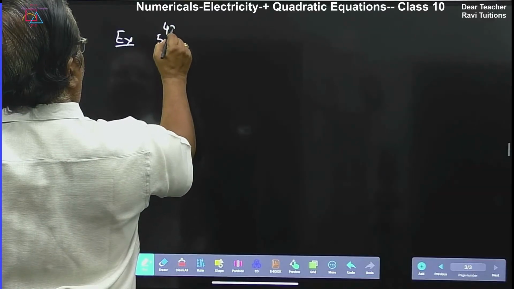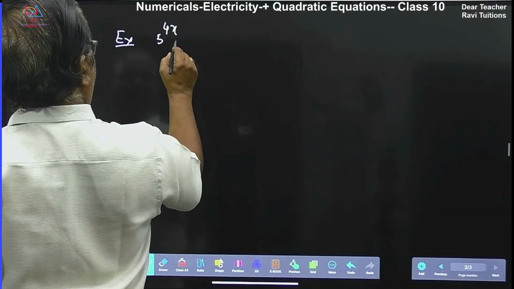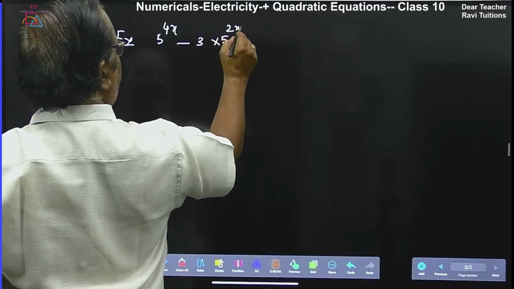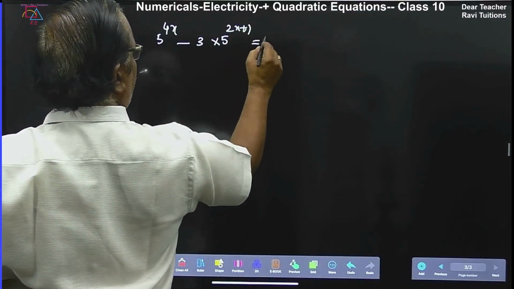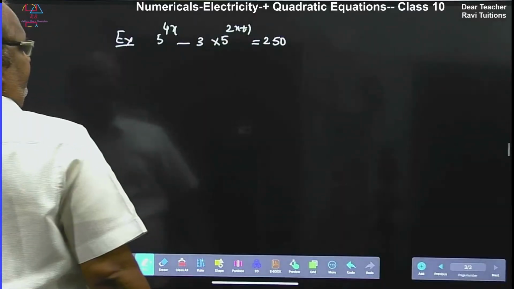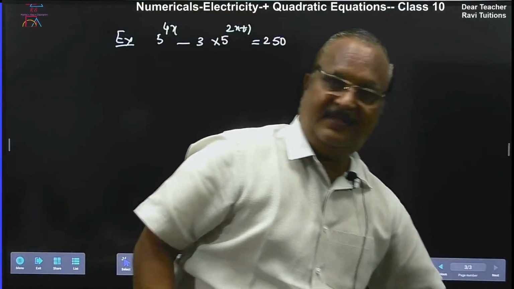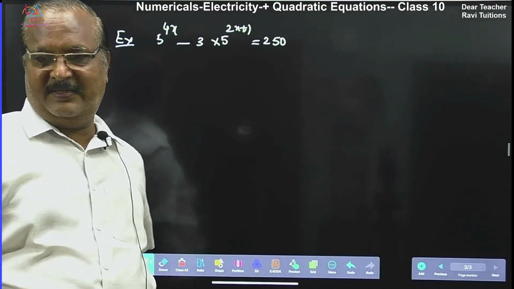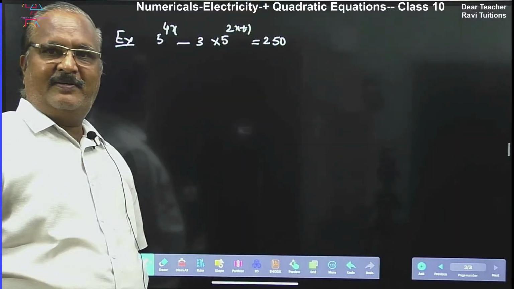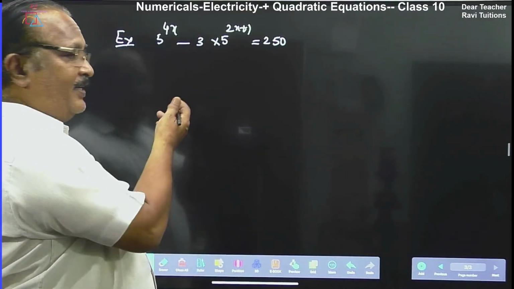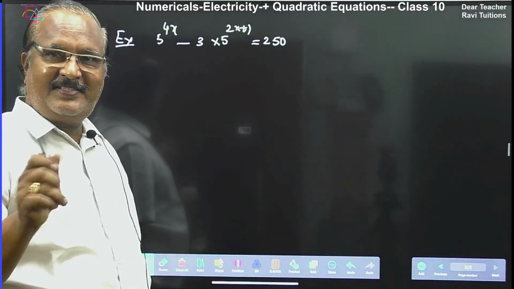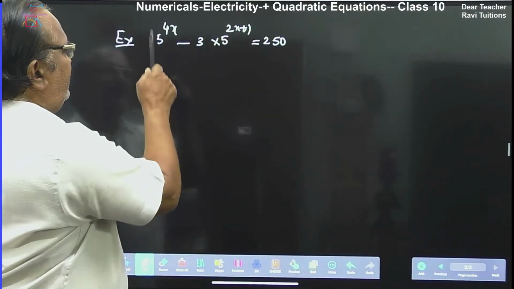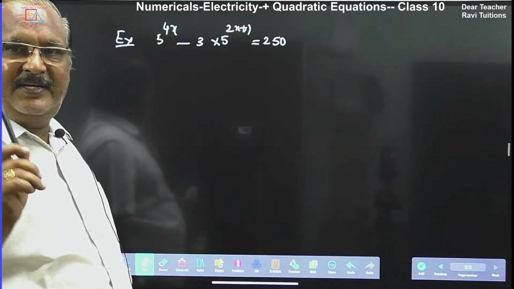5 to the power of 4x minus 3 into 5 to the power of 2x plus 1 is equal to 250. This is also a quadratic equation. It came in the year 2000. It is a previous examination question, right? Now it is with exponents, not in the standard form. Don't think that this has come from the first chapter. So you have to bring it to the standard form, like quadratic form.